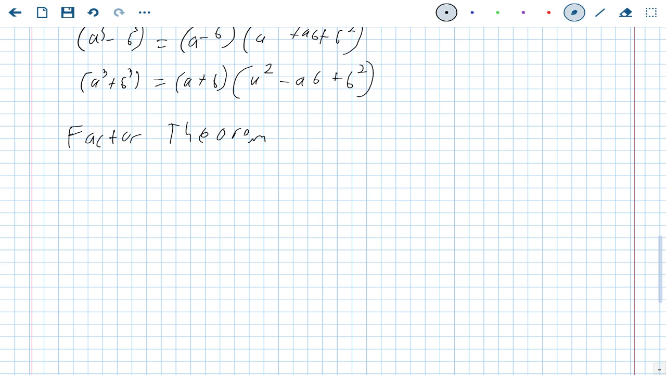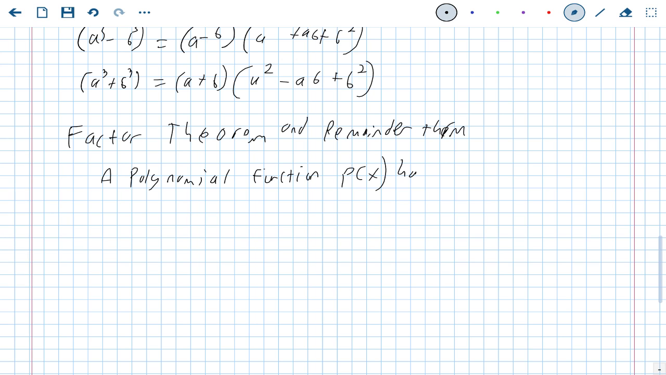So the factor theorem and the remainder theorem. I'm just going to write that. Okay. So the factor theorem states that a polynomial function p of x has the factor x minus c if p of c is equal to 0. And that's the factor theorem.